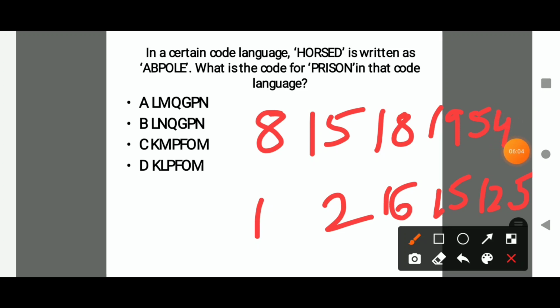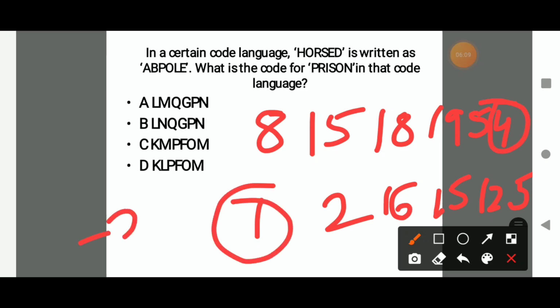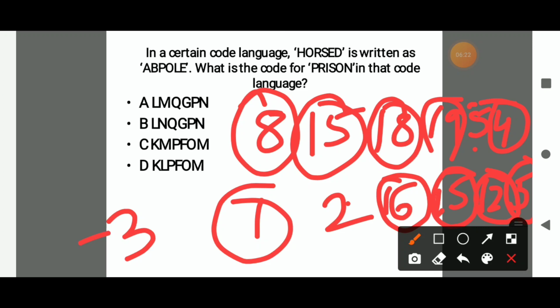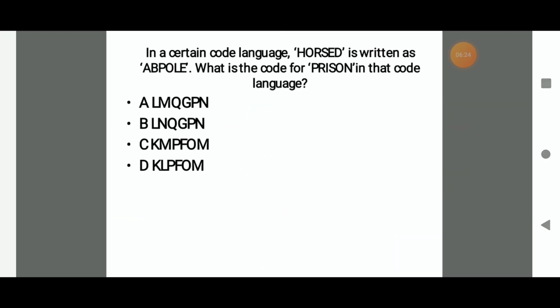So here the last one is 4, here 1, that is minus 3. Here 5, 3, minus 3. 19, 16, minus 3. 18, 15, minus 3. 15, 12, minus 3. 8, 5, minus 3. So in this way we do this.